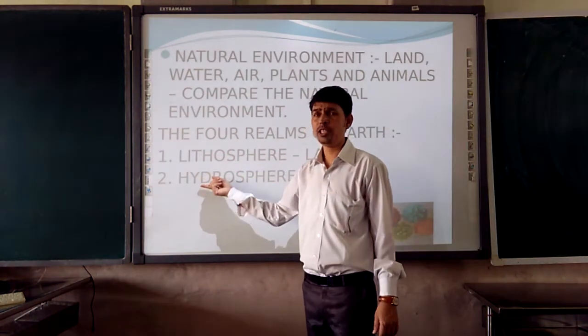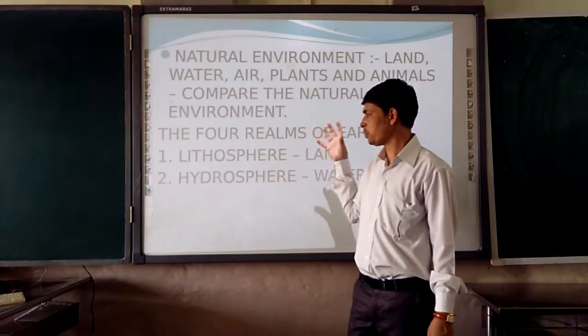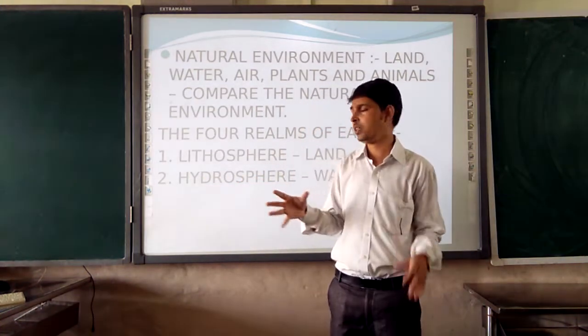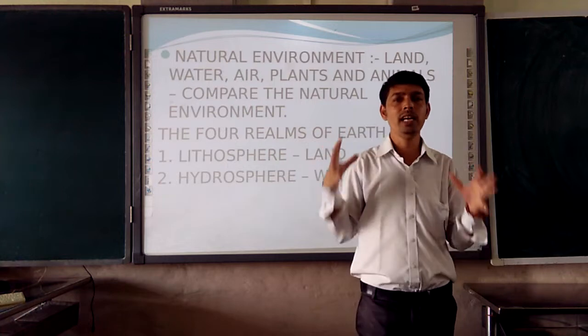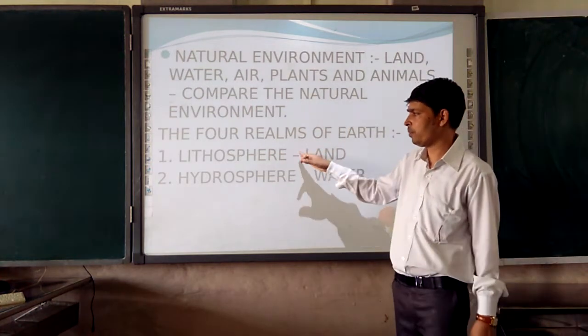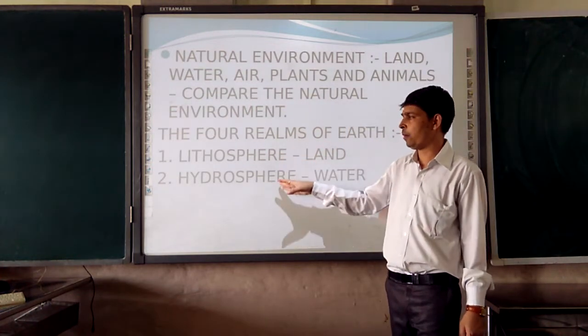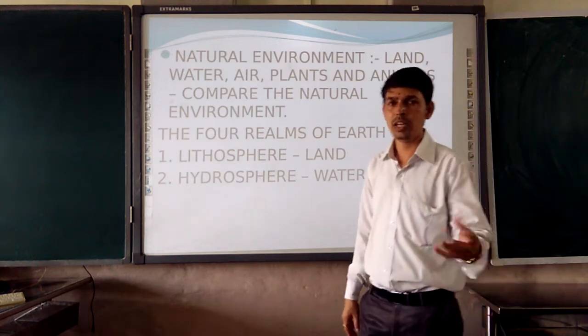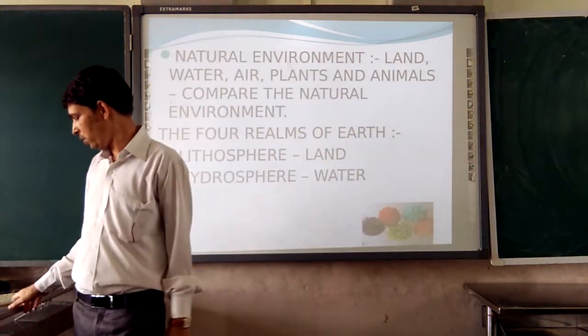Hydro means water, so water sphere: the sphere which consists of water. The sphere which consists of land is the lithosphere. So these 2 components, lithosphere and hydrosphere, we discussed now. Now moving further to talk about the 3rd and 4th.